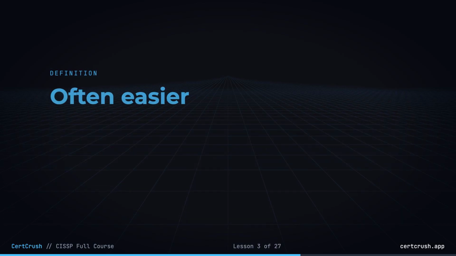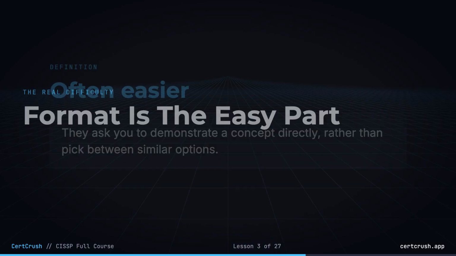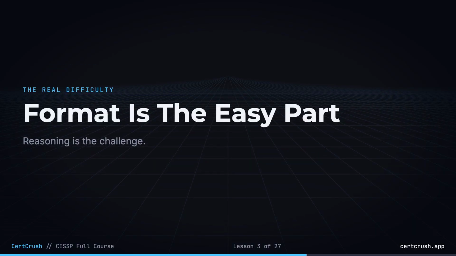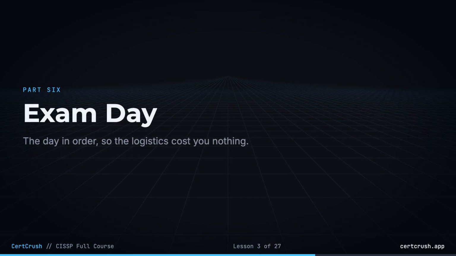The good news is that they're often easier to reason through than tricky multiple-choice questions, because they ask you to demonstrate a concept directly rather than pick between 4 cleverly similar options. Don't fear them. The honest takeaway is that the question format is rarely what makes the CISSP hard. The difficulty comes from the subtle, judgment-based wording of the multiple-choice questions, where 2 answers both look correct and you must choose the best one. Format is the easy part. Reasoning is the challenge. The next idea is what happens on exam day.